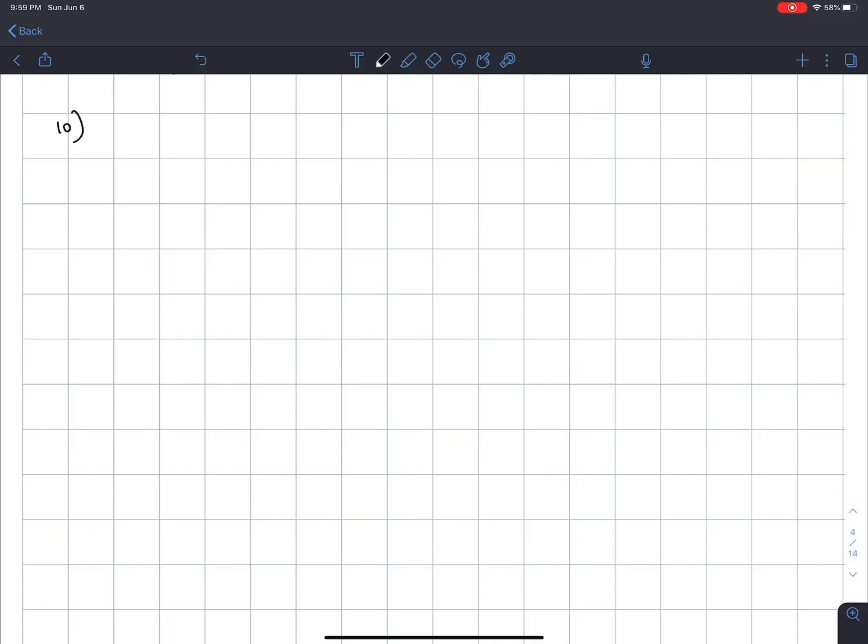Okay, moving on to question 10. A coin is flipped 4 times. Determine the probability of the coin landing heads at least once. Well, the probability of at least one head is really the same as 1 minus the probability of no head, right?